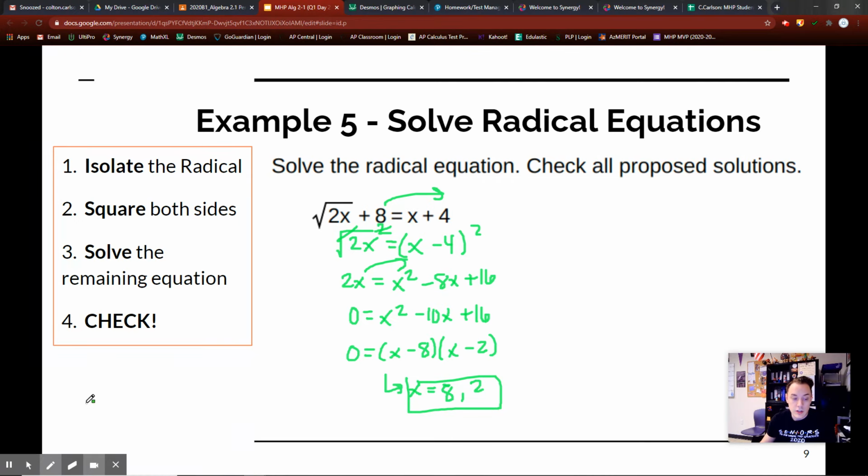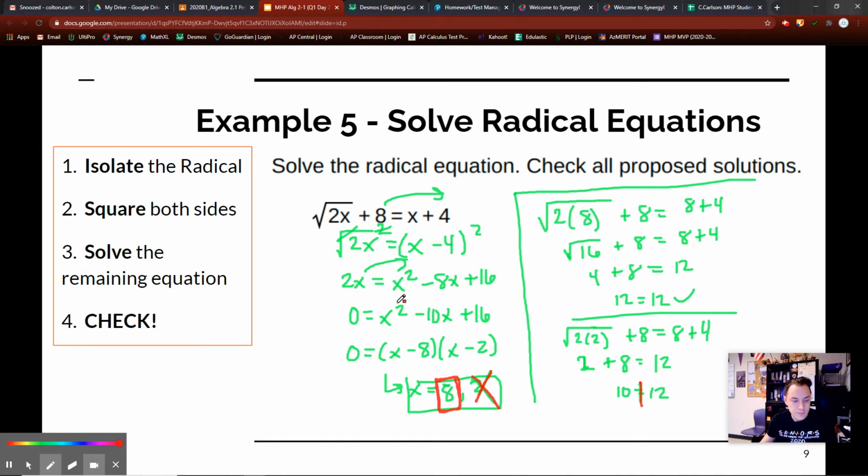Okay, so the check. This is the check. I just plug it in like normal. For 8, I get 12 equals 12. For positive 2, I get 10 equals 12, so that can't be it. My actual answer is 8.